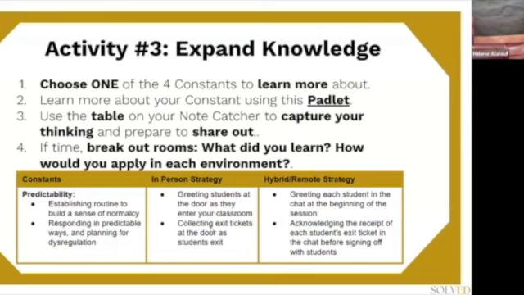So here's your third activity. You're going to get to choose one of those 4 constants to learn more about. There's a link to the Padlet. I'll put that in the chat as well. There's a table to fill out to capture notes if you wish to do that. And then we're going to go into breakout rooms. So you're going to have about 10 minutes of exploration, and then I will open the breakout rooms. The breakout rooms will be numbered 1 through 4. So you will self-select the room that you would like to go to based on which of the 4 constants you worked on, and that was connection, predictability, flexibility, or empowerment.